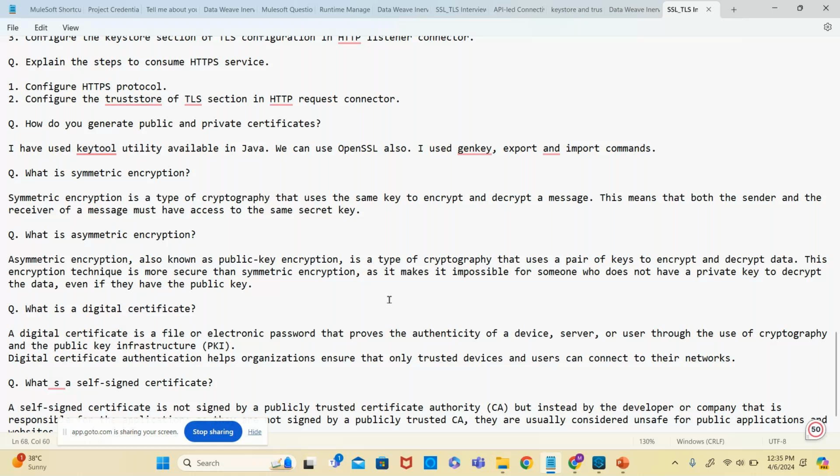What is a digital certificate? A digital certificate is a file or electronic password that proves the authenticity of a server. It is like an Aadhaar card for a person. For a system, it is like an Aadhaar card. Exactly. They are used through cryptography and the public key infrastructure. Digital certificate authentication helps organizations ensure that only trusted devices and users can connect to their networks.